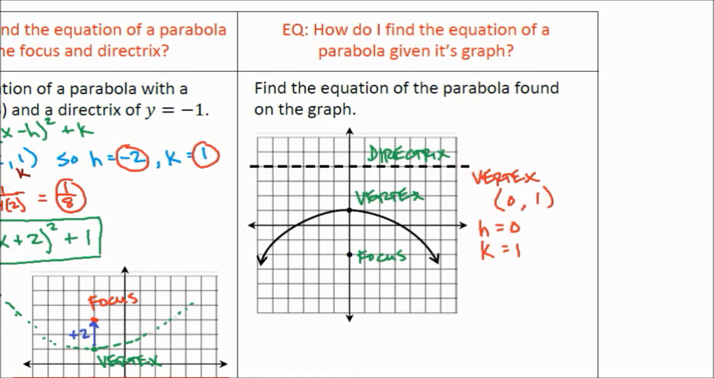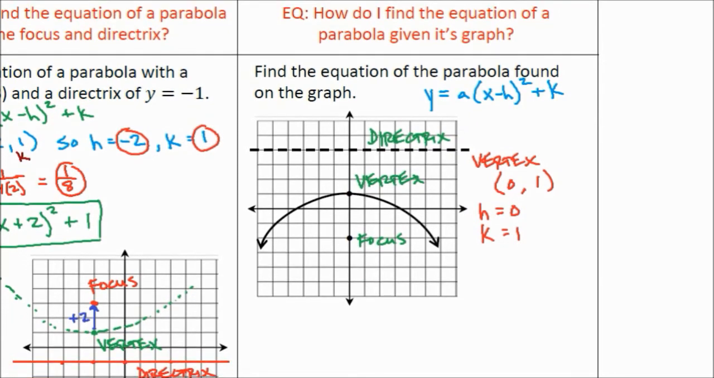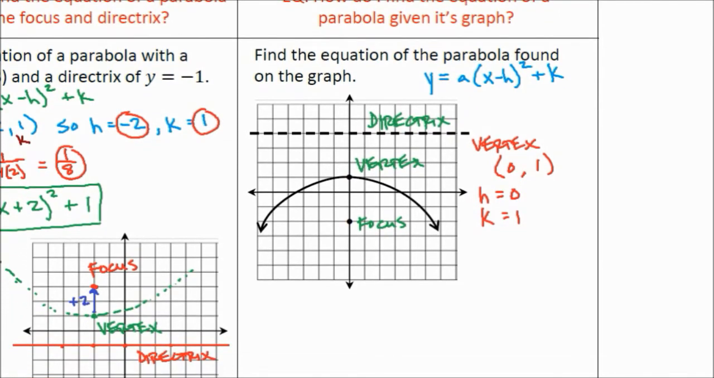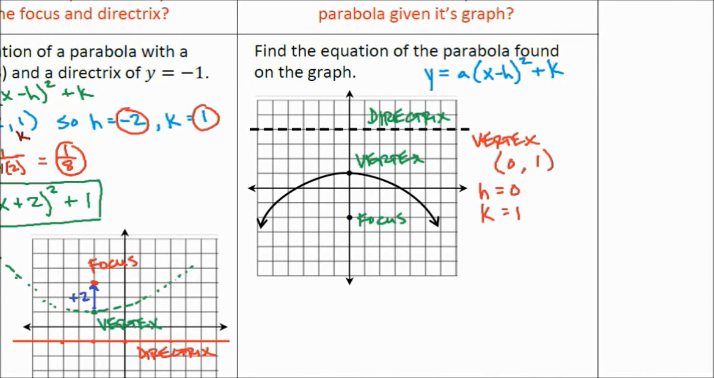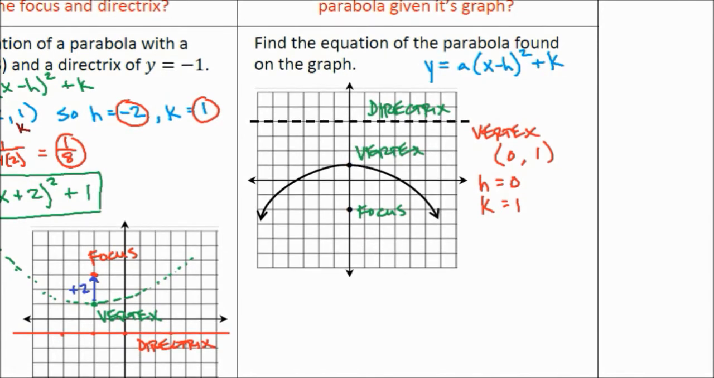Remember, whenever we're building an equation of a parabola, we're going to start with vertex form. Let's write that up here so we see this. y equals a times (x minus h) squared plus k. We've got our h, we've got our k. All we've got to do is find a. Well, a can be found by looking at the value of p.